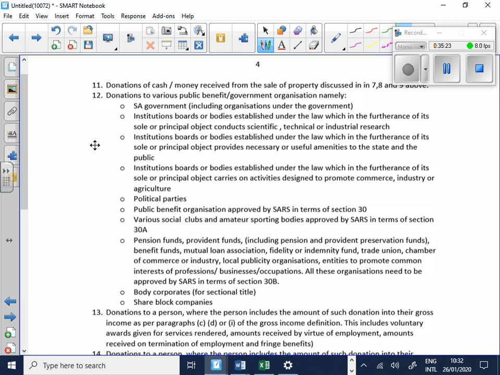So, guys, if you want to get grounded in practice, just set up a public benefit organization for Jewish people that live in Houghton. Okay.